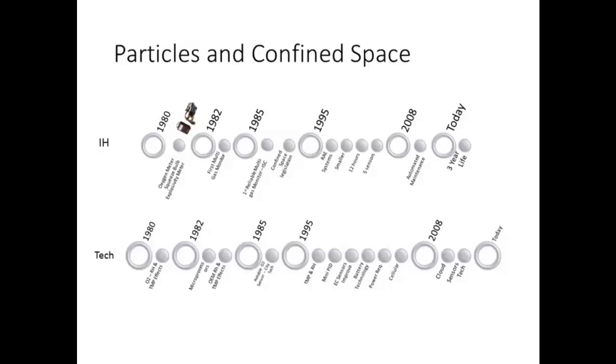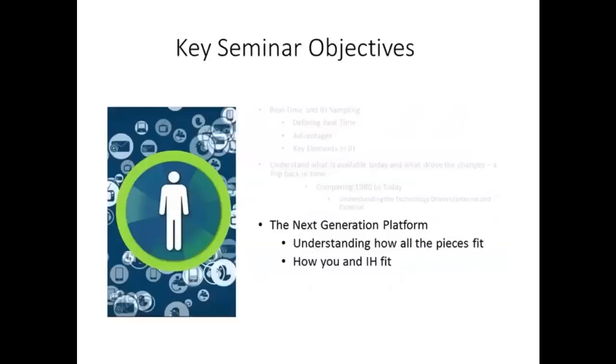So this didn't happen instantaneously. This has been long in progress, and it has been building to this point. We are absolutely here today. This technology is available today, and it's doing nothing but getting more advanced, and the different types of sensor technology are getting broader. It was very limited about a year and a half ago, based purely on the sensor technology that was available. And again, it's getting broader and broader by the quarter. Next generation platforms: understanding how all the pieces fit and how you and the industrial hygiene field fit.